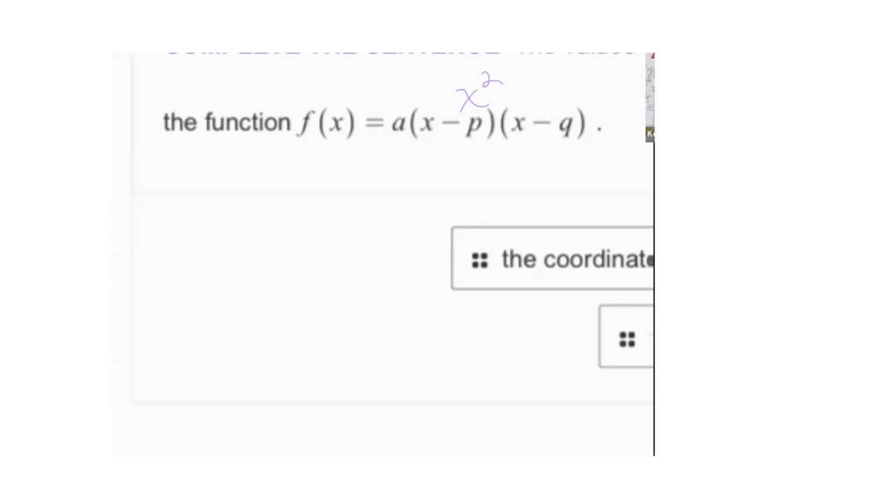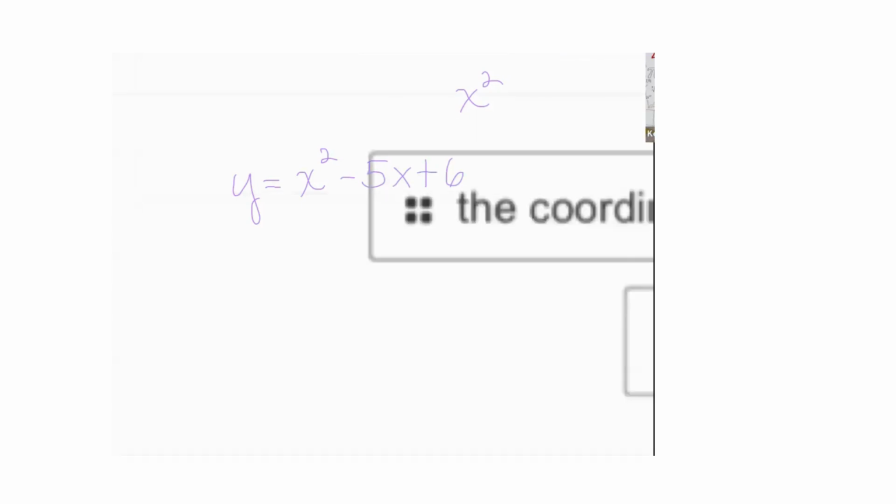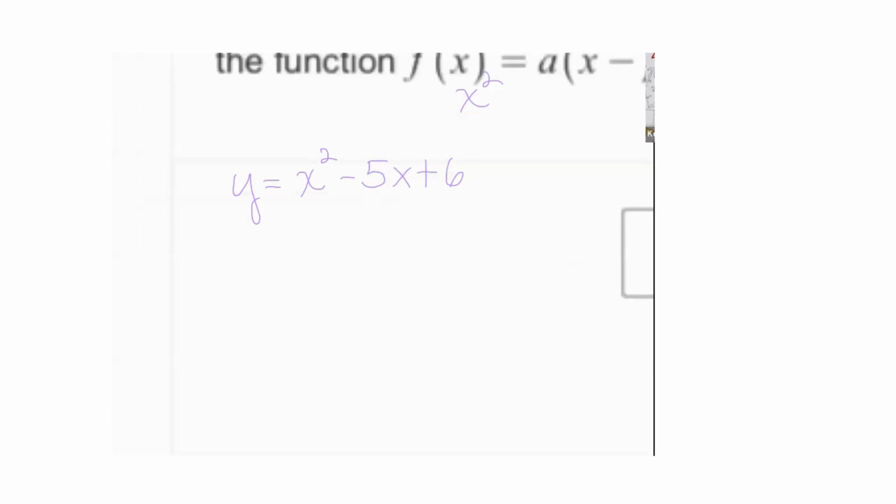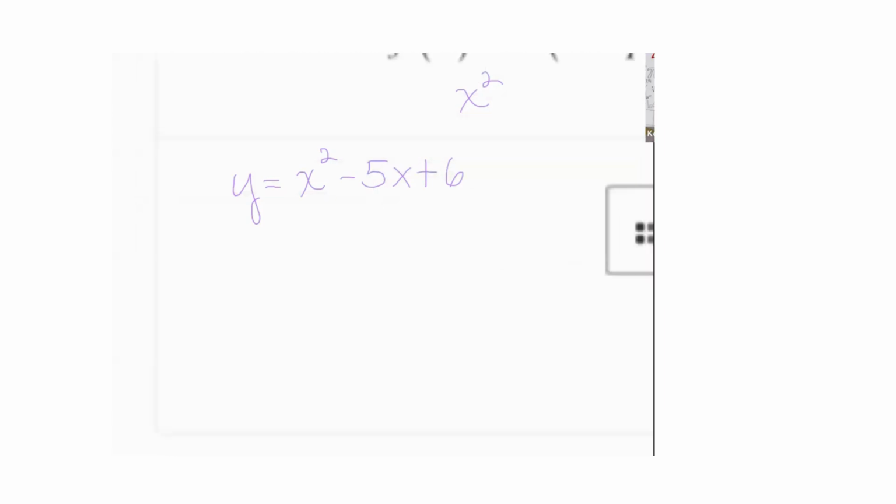So back in previous lessons, you might have had, say, y equals x squared minus 5x plus 6. This is just a little review from last week. So just a little bit of practice here, factoring that. Let's go back and see about remembering how to factor, and I will go through it with you.